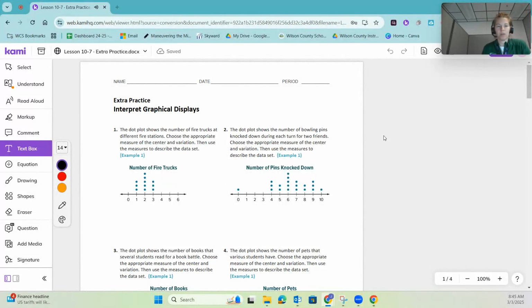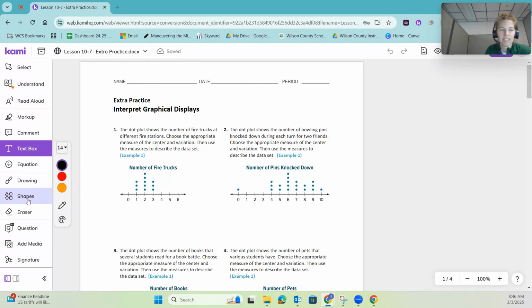Today we will be interpreting graphical displays. First, we're going to take a look at some dot plots. The dot plot shows the number of fire trucks at different fire stations. Choose the appropriate measure of center and variation, then use the measures to describe the data set.